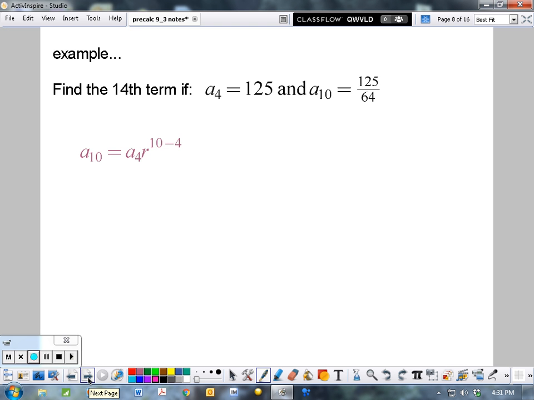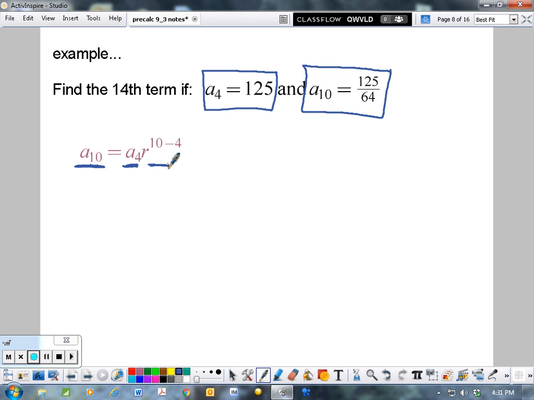So now we're going to get a little bit more complicated, because now we're going to be given our 4th term and then our 10th term. So what we can do is take the bigger term, my 10th term, and set that equal to my 4th term times r to the 10 minus 4.